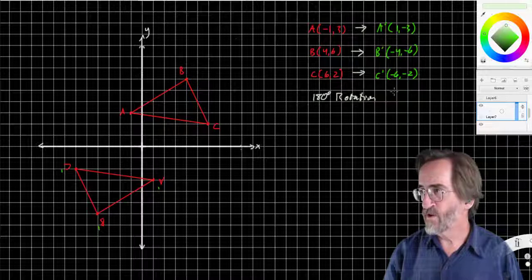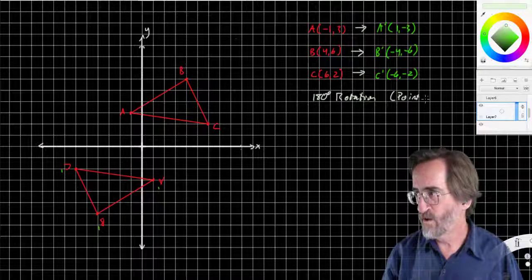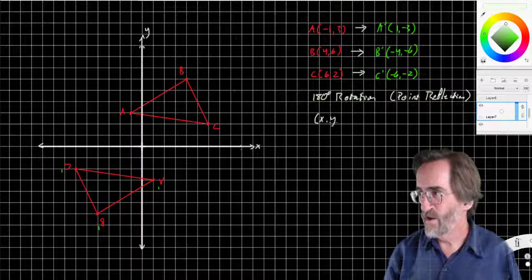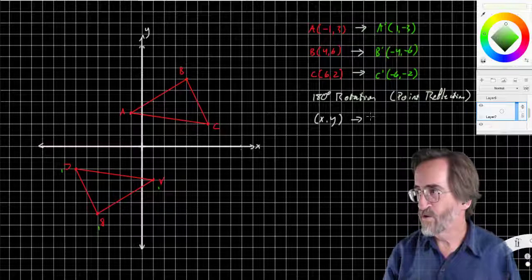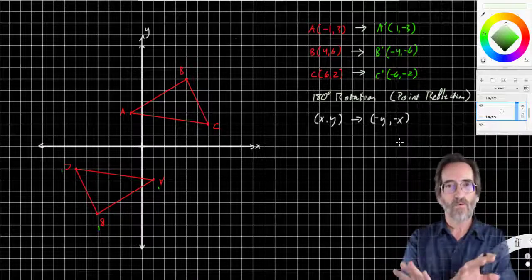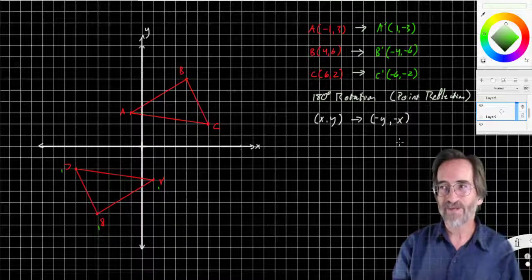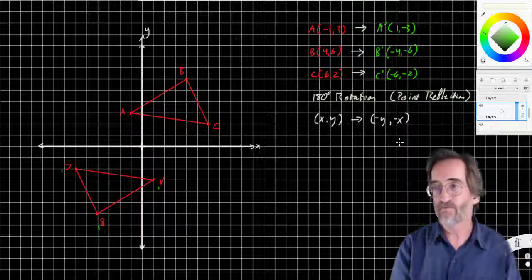Okay, this is a 180 degree rotation, which is also something called point symmetry, or a point reflection, or a reflection across the origin. And I'll show you why that is. Okay, but here it is. So (x, y), you hopefully noticed that the coordinates switched, so it's (y, x), but also that both signs changed. So in a 90 degree rotation, the coordinates switch, but only one of them changes signs. In a 180 degree rotation, the coordinates switch and they change signs completely. Both of them change signs.